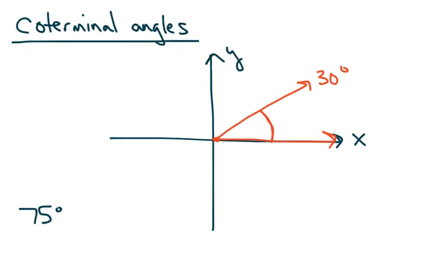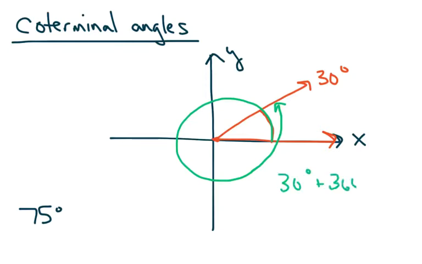Well, what if I go around in a full circle and then I go and stop at that terminal ray? Well, wouldn't I have gone 30 degrees plus another 360? In which case I would be at 390 degrees. 390 degrees and 30 degrees are called coterminal angles because their terminal ray is in the same location, even if the angle measurement is different.